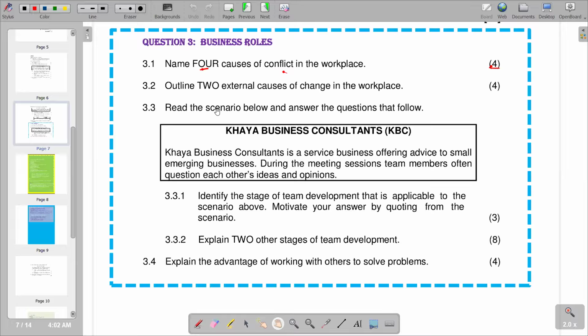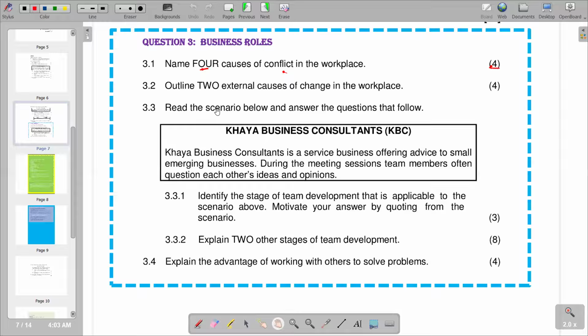For example, we can have the political situation in the country, or government policies, which can also cause change in the workplace. Remember, operations of the business are affected by government policies. Government policies we are talking about, for example, fiscal policy. So an adjustment of the fiscal policy can also cause changes in the workplace.